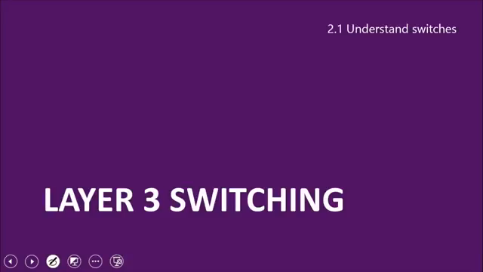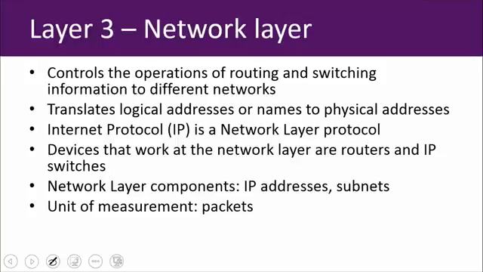All right, so layer 3 switching is a little bit different, okay? Layer 3 is the network layer, right? It controls the operations of routing and switching. It translates logical addresses or names to physical addresses or vice versa. So if you're receiving data, you're going to go from a physical address into a logical address.